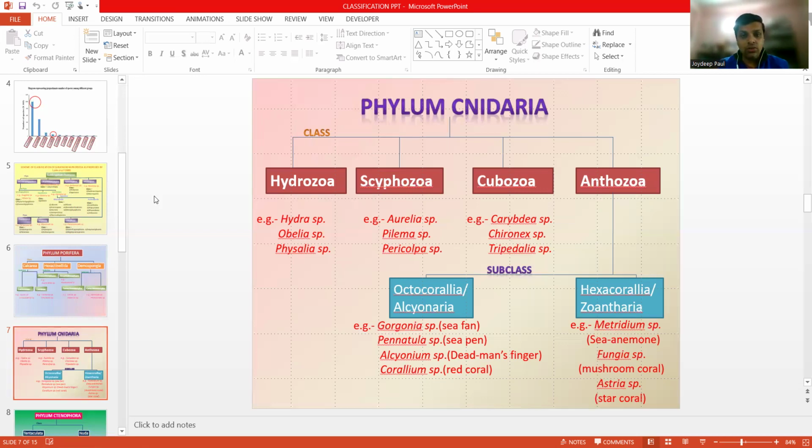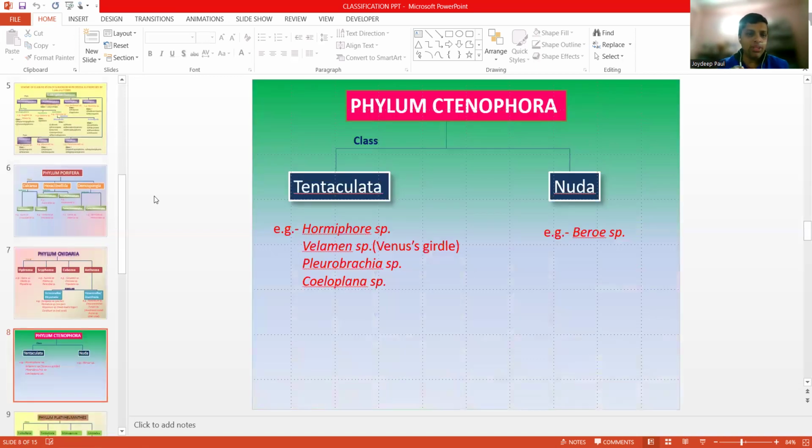Okay, so the phylum Cnidaria has been completed. Now let us talk about the other group. Previously, both the Cnidarians and the Ctenophorans were grouped together under the phylum Coelenterata, but later they were separated into two phyla because of their diversity from each other. Phylum Cnidaria became completely separated from phylum Ctenophora, but previously together they were called Coelenterata.